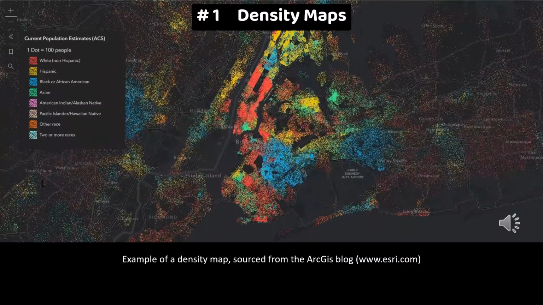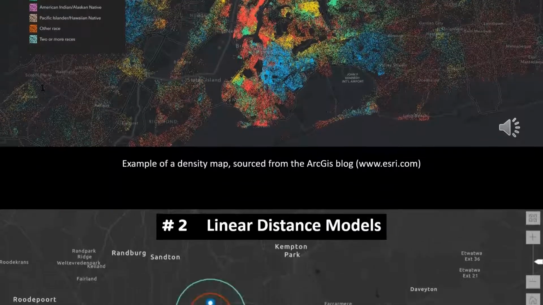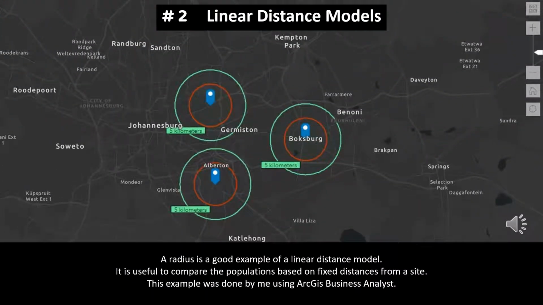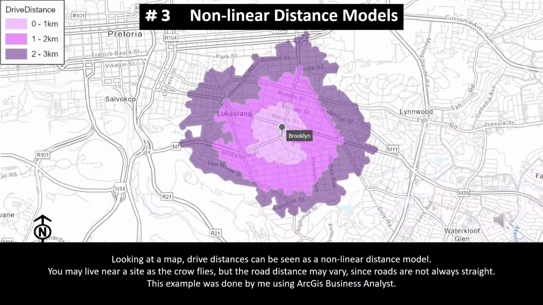This is an example of a density map as sourced from the ArcGIS blog. A radius is a good example of a linear distance model. It is useful to compare the populations based on a fixed distance from a site. This example was done by me using ArcGIS Business Analyst. Looking at the map, drive distances can be seen as a non-linear distance model. You may live near a site as the crow flies, but the road distance may vary, since roads are not always straight. This example was done by me using ArcGIS Business Analyst.